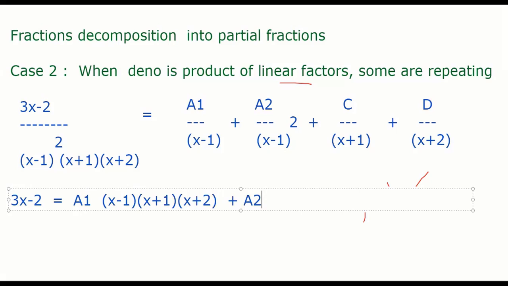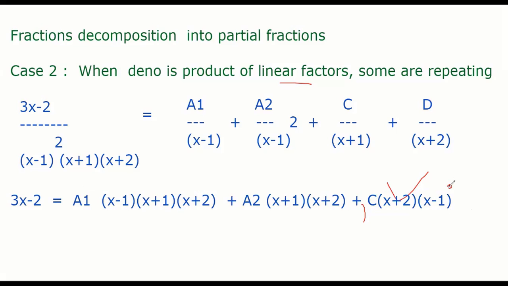Plus A2 into, so this time x minus 1 whole square will go. So only x plus 1, x plus 2. Right, everybody? Plus C. Only x plus 1 will go. So will remain x plus 2 and x minus 1 whole square. Correct? I just took the LCM and let me put square. And plus the last one is D. X plus 2 will go.